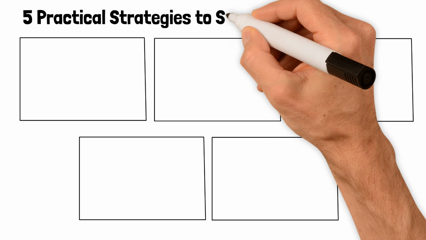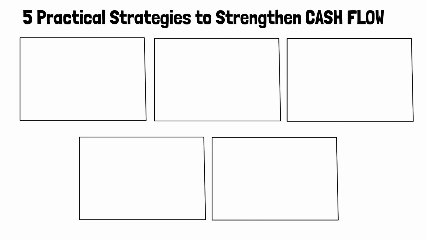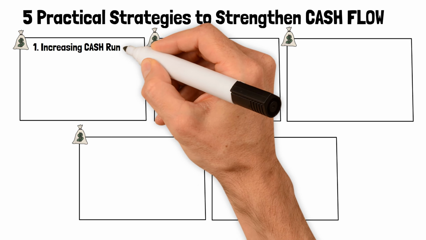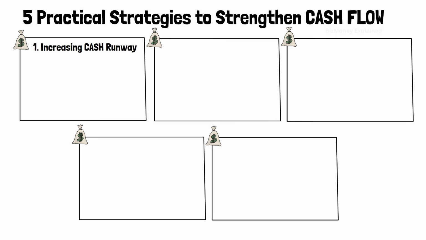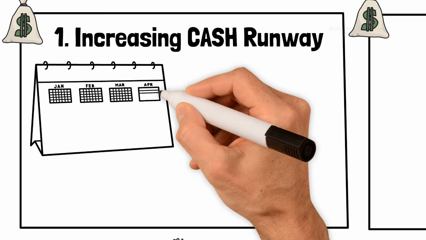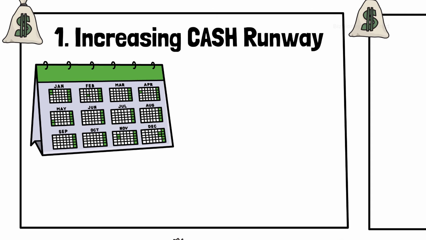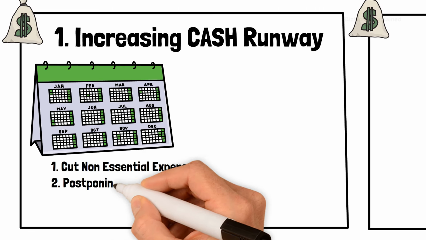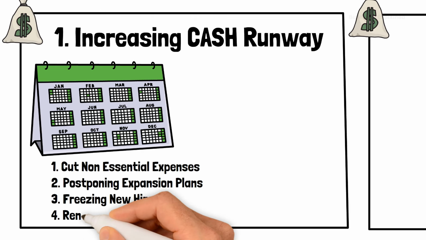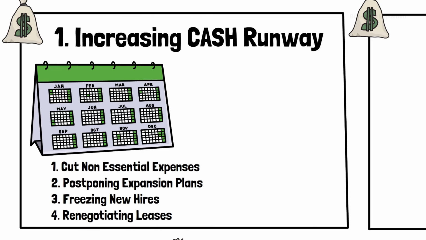Practical strategies to strengthen cash flow during recession. Once you understand how cash flows change during a recession, the next step is building real strategies that protect your liquidity. The first strategy is increasing your cash runway. Cash runway means how many months your business can continue operating with current expenses and no new revenue. You can extend your runway by cutting non-essential expenses, postponing expansion plans, freezing new hires, or renegotiating leases.